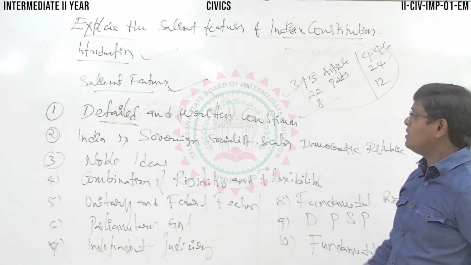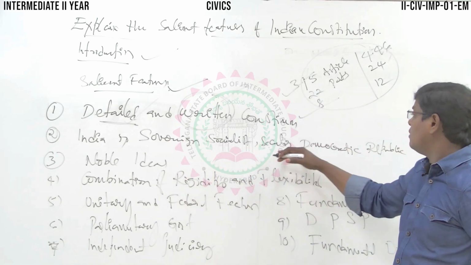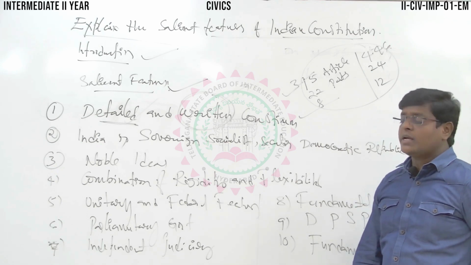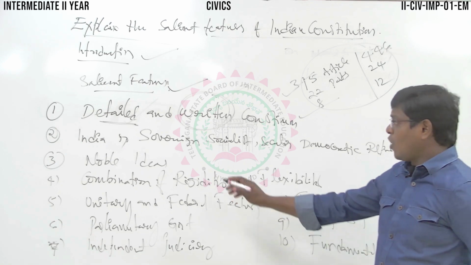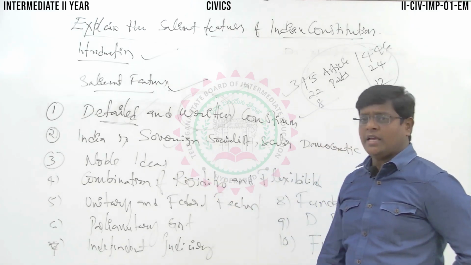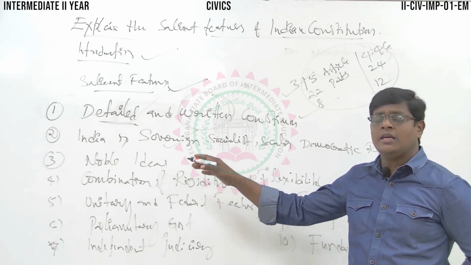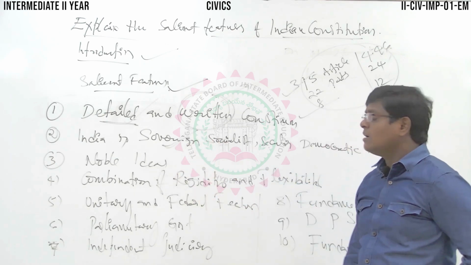Then the next provision is that India is a sovereign, socialist, secular, democratic republic. In the preamble of India, we clearly mention the nature of the Indian system. According to the preamble, India is a sovereign country because, internally and externally, India enjoys freedom. So India is a sovereign country.